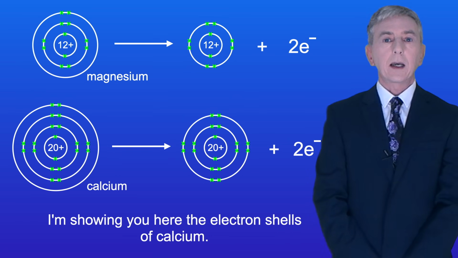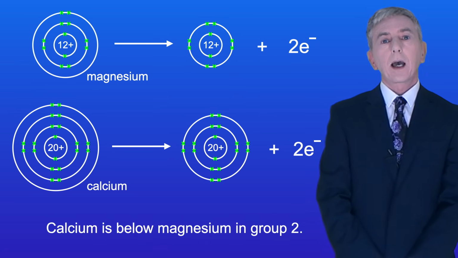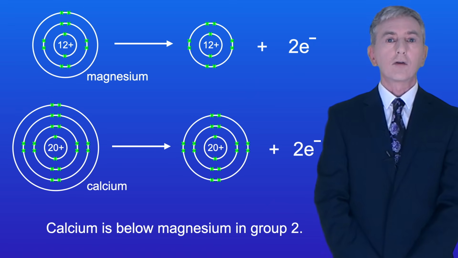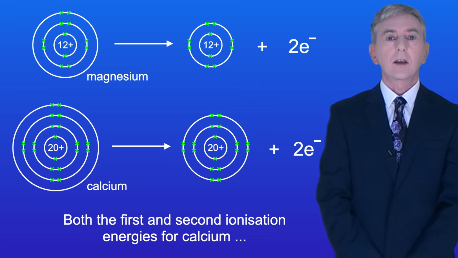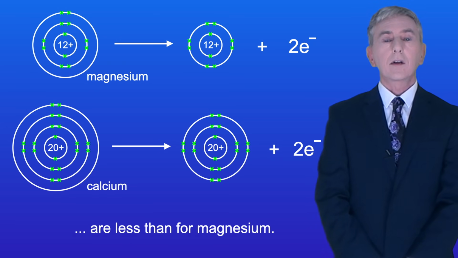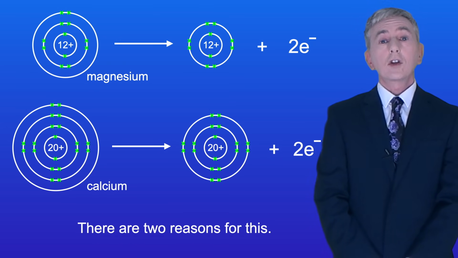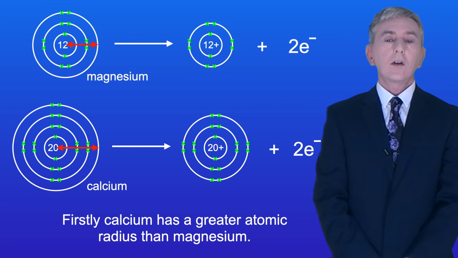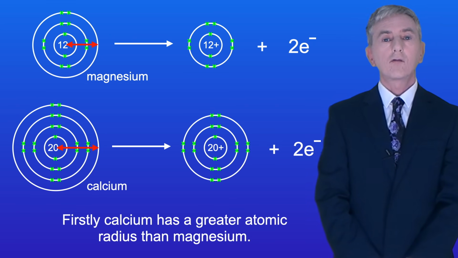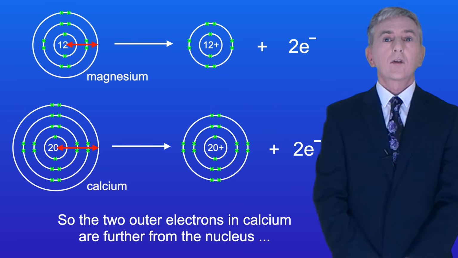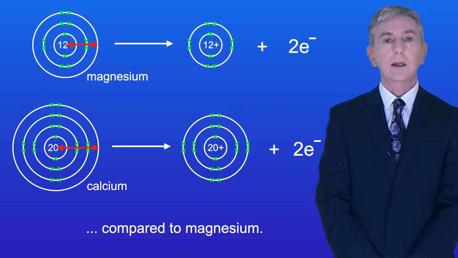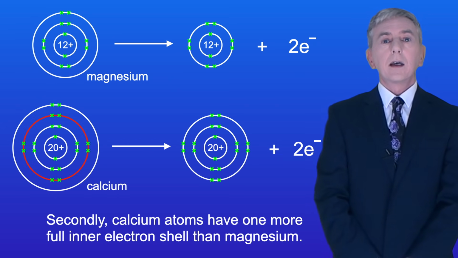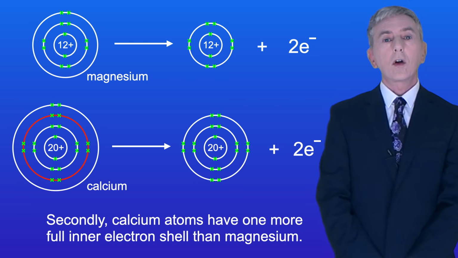I'm showing you here the electron shells of calcium. Calcium is below magnesium in group 2. Now both the first and second ionisation energies for calcium are less than for magnesium. There are 2 reasons for this. Firstly, calcium has a greater atomic radius than magnesium, so the 2 outer electrons in calcium are further from the nucleus compared to magnesium. Secondly, calcium atoms have one more full inner electron shell than magnesium.